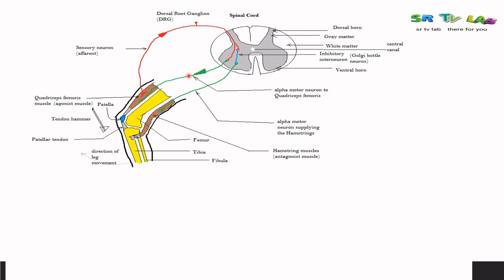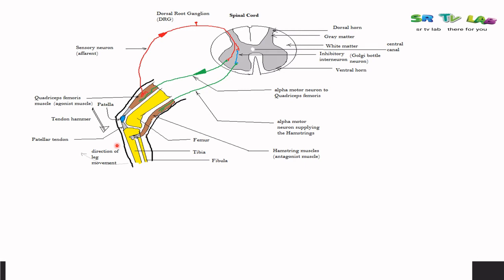Here is the alpha motor neuron that goes and stimulates the quadriceps muscle. So when the quadriceps muscle is stimulated, it will react. Remember where the reaction came from. We hit the patellar tendon, then the impulse will go through the afferent neuron. Then the afferent neuron will stimulate the alpha motor neuron of the quadriceps. Then the alpha motor neuron will go and stimulate the quadriceps and make it contract.